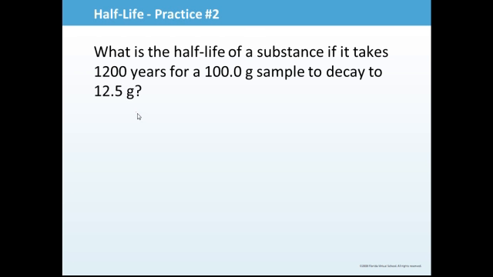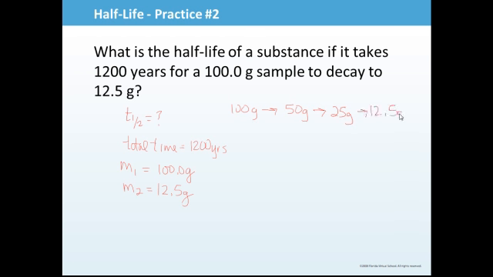Welcome back. What is the half-life? So it's asking for the half-life of a substance if the total time is 1,200 years for a 100-gram sample, that's our first mass, 100 grams, to decay to 12.5. So that's our final mass. Basically what we have is 100 grams, and half-life says that it's going to be cut in half. So that goes to 50 grams, then 25 grams, and then eventually to 12.5 grams.